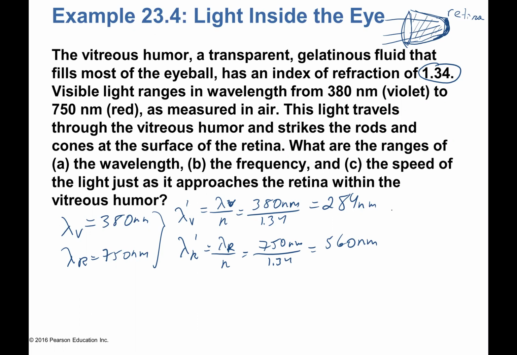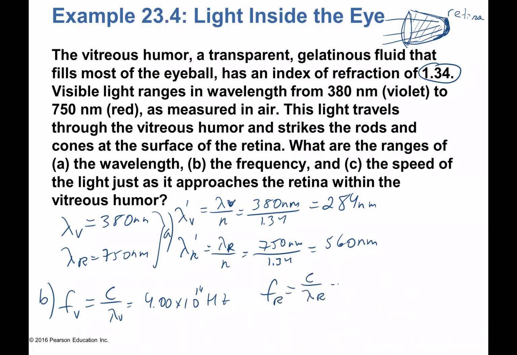So what is the frequency? I can use this: frequency of violet is the speed of light divided by the wavelength. Plugging in 3 times 10 to the 8 over 380, I get 4 times 10 to the 14 hertz. This is already part B; that was part A. The frequency of red is again c over the wavelength of red. Plugging in the values, we get 7.89 times 10 to the 14 hertz, a higher frequency, as you can imagine. This is also equal to f prime red, because it doesn't change, and likewise for violet. That means the frequencies before and after are exactly the same.